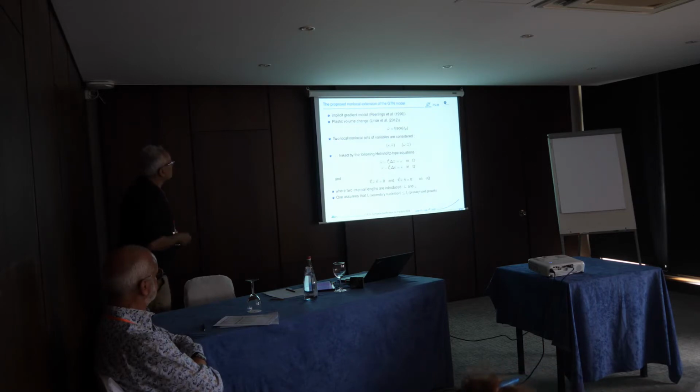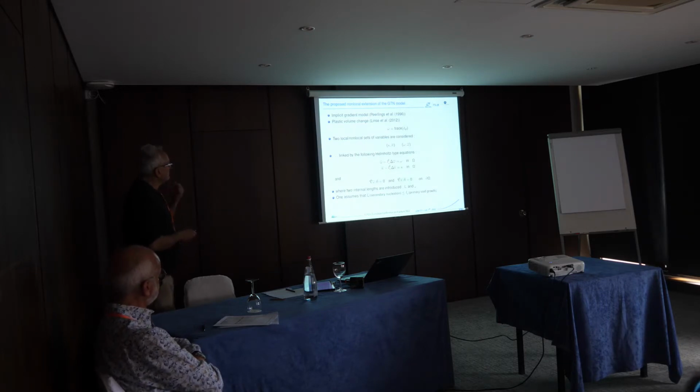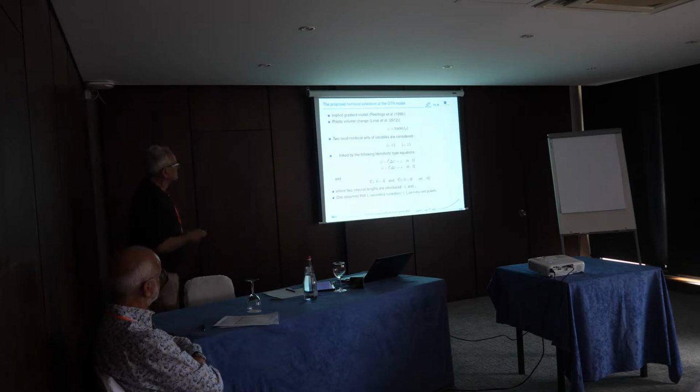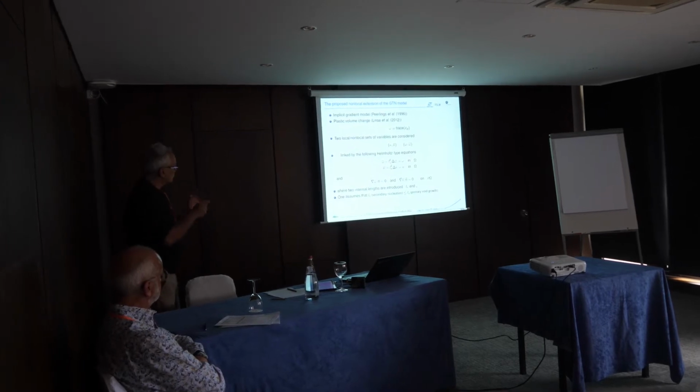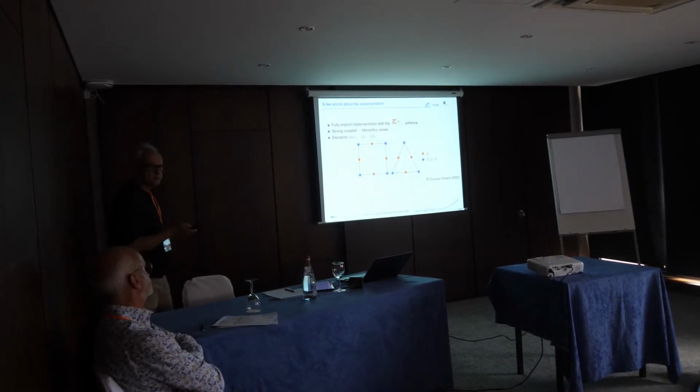So starting with this base model, here is the non-local extension. We use the implicit gradient model as proposed a long time ago by Peerlings. We have a variable which corresponds to the volume change, which is just the trace of the plastic strain tensor, and we consider two sets of non-local variables. It's not staggered, it's strongly coupled, so we use a monolithic solver. And it's implemented in axisymmetric, 2D plane strain, and 3D.